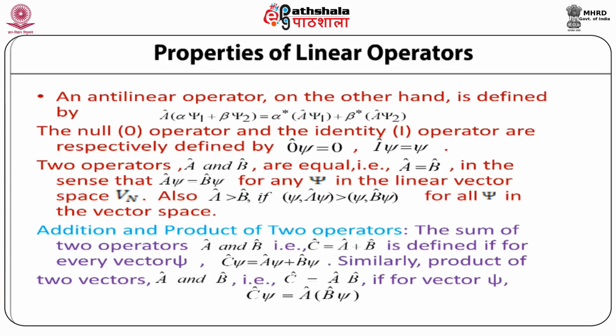Similarly, the product of two operators, operator A and operator B, can be defined as follows: we can define another operator C such that operator C is equal to operator A into operator B if for every vector psi we have the operator C acting on psi equal to operator A acting on, within brackets, operator B acting on psi.